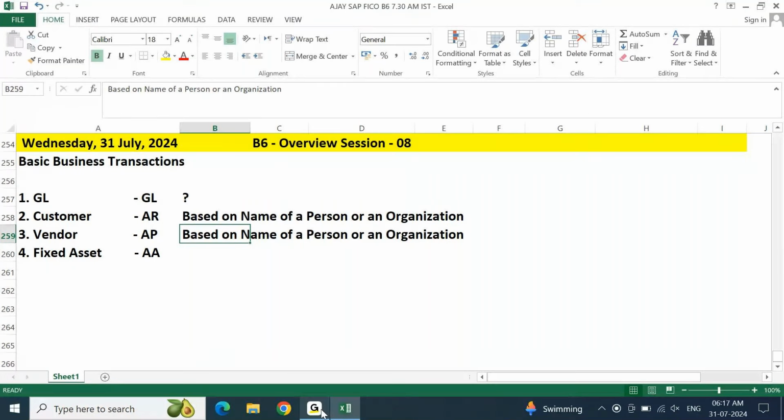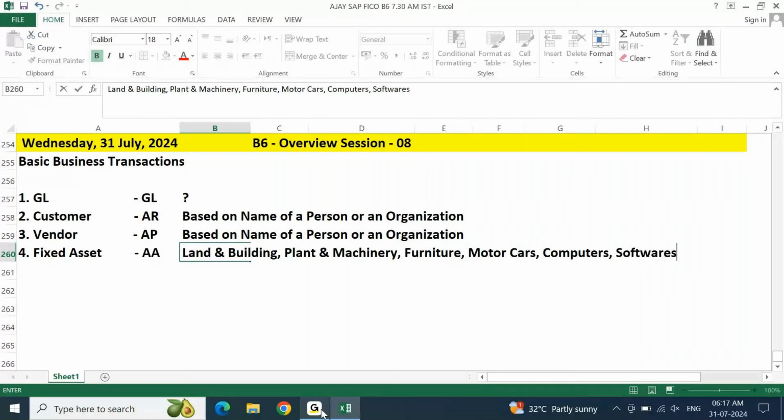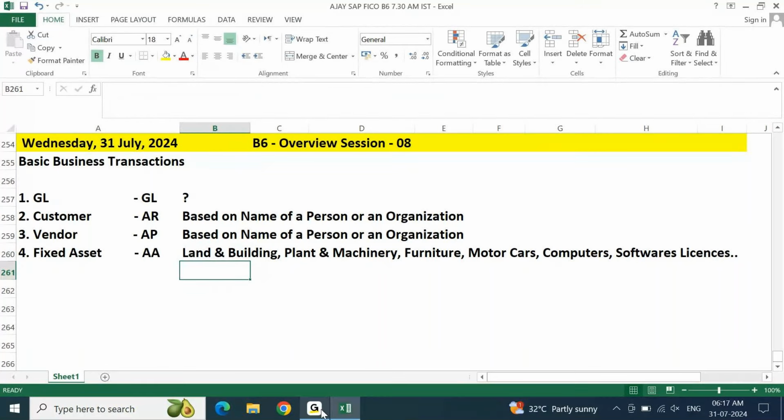And similarly, when it comes to fixed asset, we will have an asset classification. This classification is used to identify whether it is a fixed asset or not. Because asset is different; within the asset, fixed asset is a different criterion. From the fixed asset, you have something like land and building. This is something that we all studied in our academics. It is the same logic here. Land and building, plant and machinery, furniture, motor cars, computers, software, licenses, etc. Like this, you have different categorization of fixed assets provided by accounting standards.